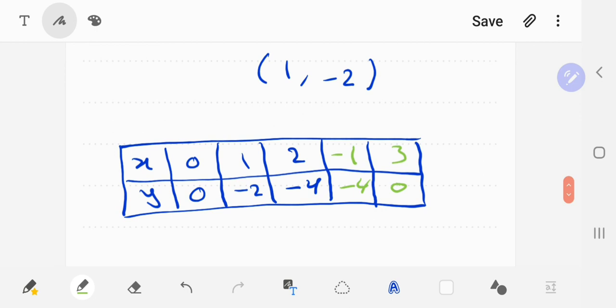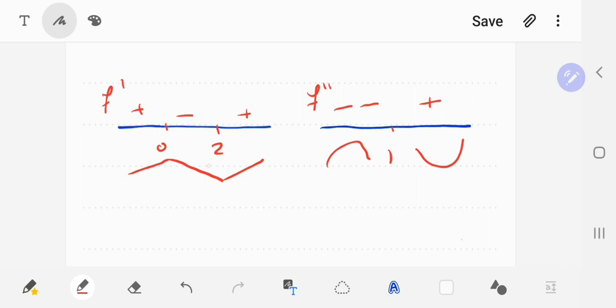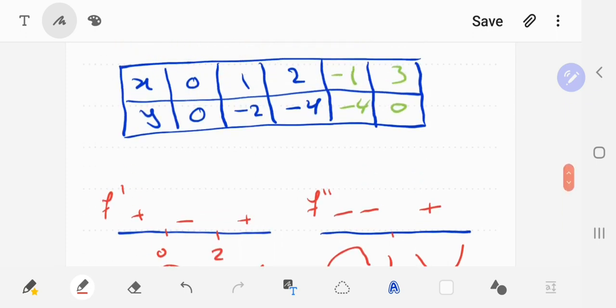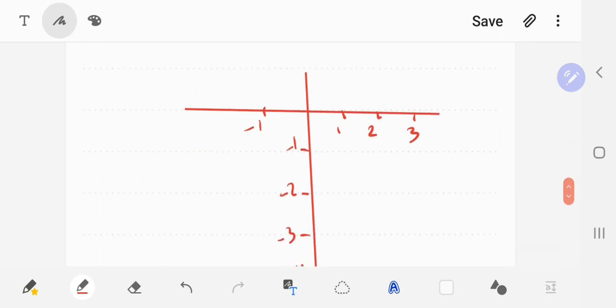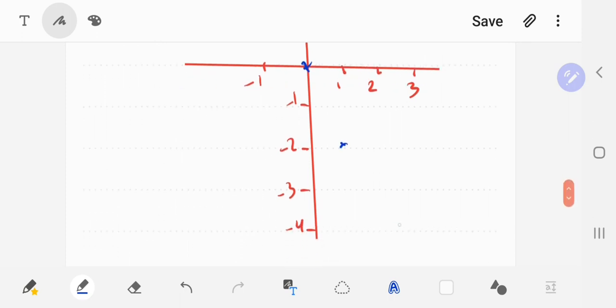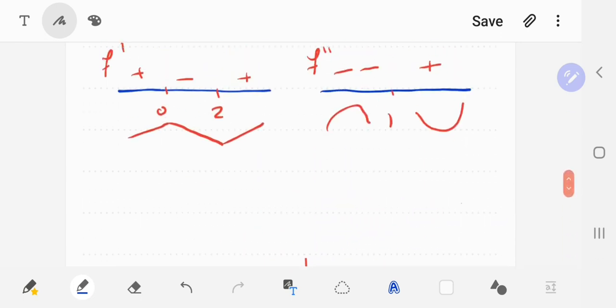Now, let's see how that would affect our graph. Okay, now what do we have? Now we know that our function is increasing till 0, decreasing till 2, then increasing, and we know the concavity intervals, and of course we have the points that we have just found. Let's plot these and try to translate all what we found on the graph. First point is 0, 0, 1, negative 2. Let's plot these. 0, 0, 1 and negative 2, 2 and negative 4, 3 and 0, negative 1 with negative 4. That's what we found.